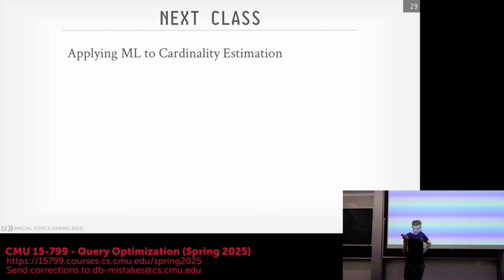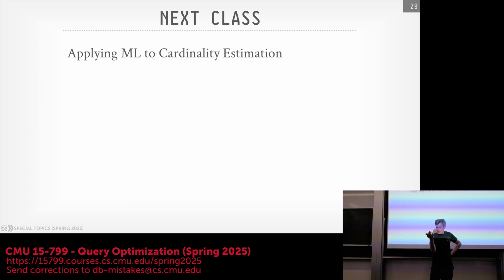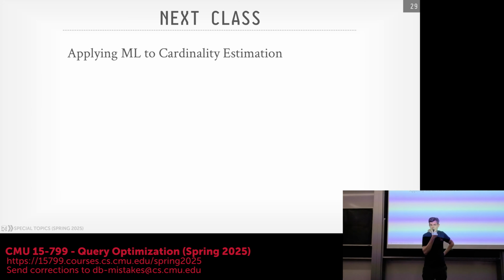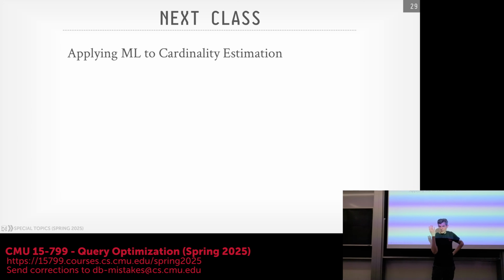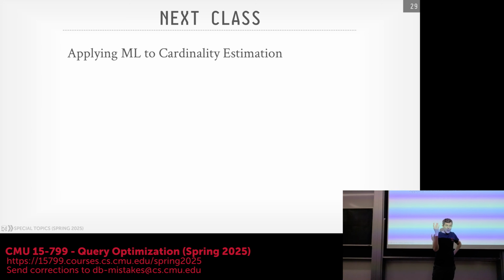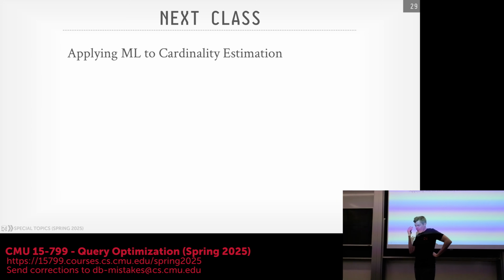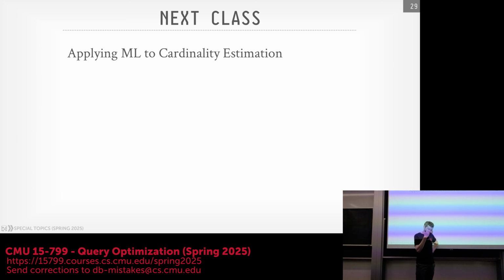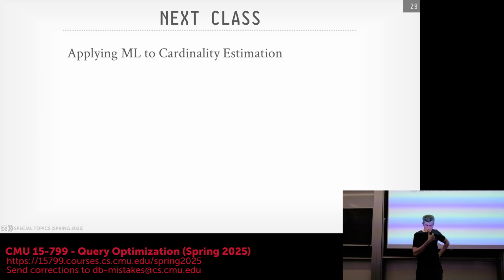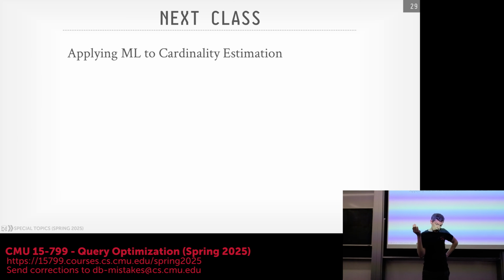So next class, we'll discuss, I think one of you guys in the front brought up, hey, this seems ripe for using machine learning, because what are you doing? You're trying to learn distributions on data where you have a history of things and you can observe what happens. So this would be the first paper we're going to discuss about using machine learning inside of a query optimizer.